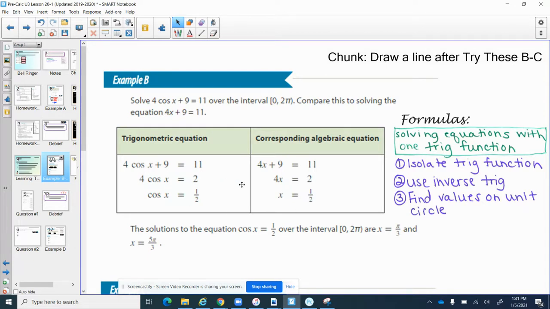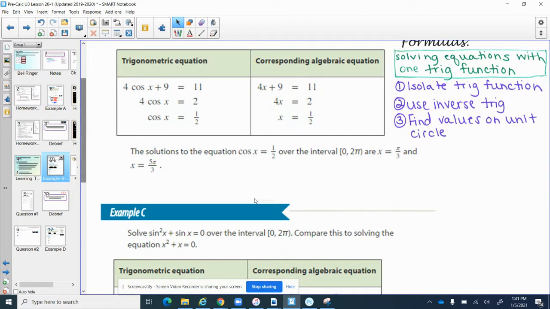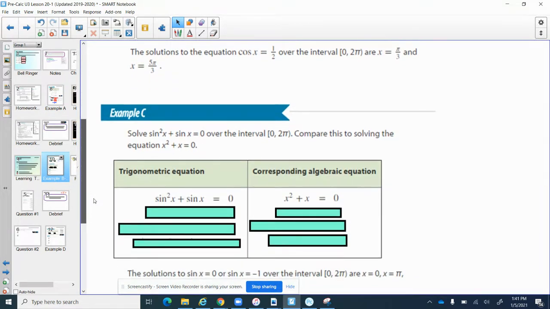So from there, we need to look on the unit circle, where are these values occurring? For cosine of x equaling 1/2 from just 0 to 2 pi, we have two answers, pi over 3 and 5 pi over 3 would be our final solutions. Notice they just want the solutions over that interval, not the general solutions.